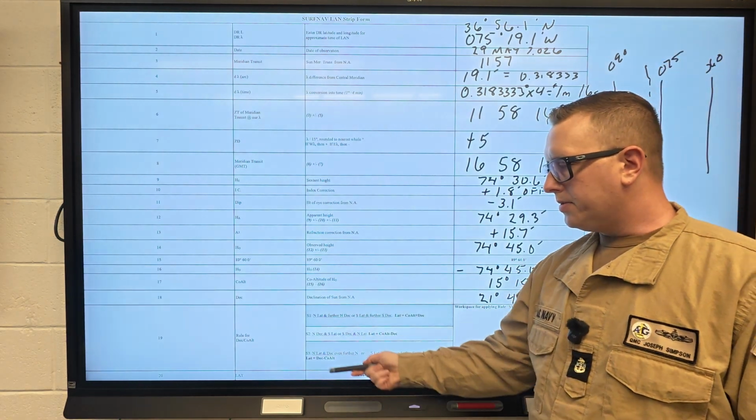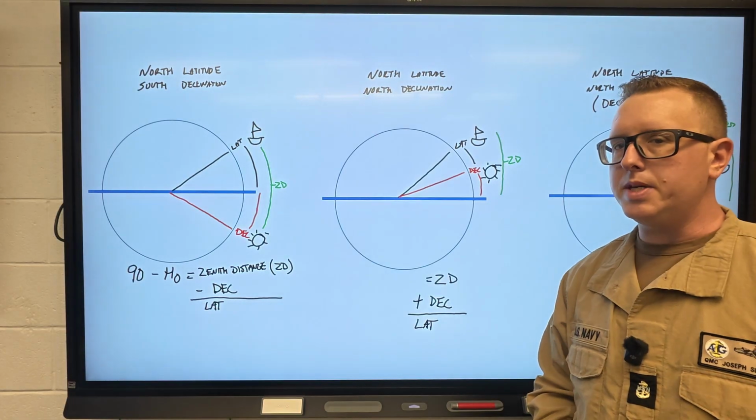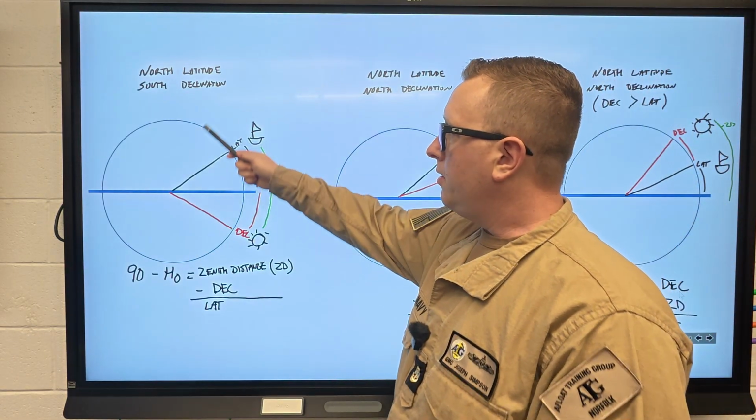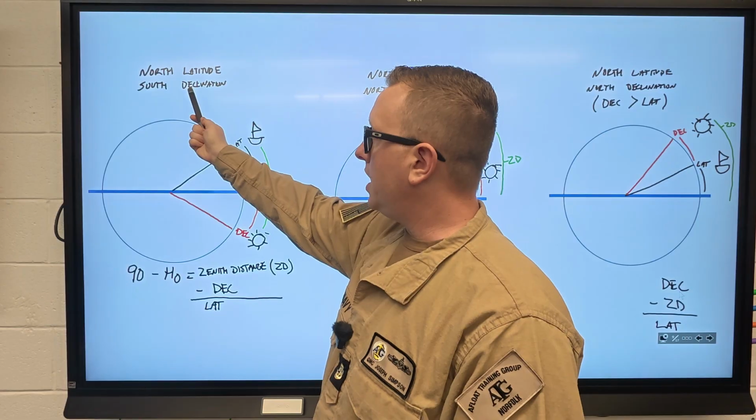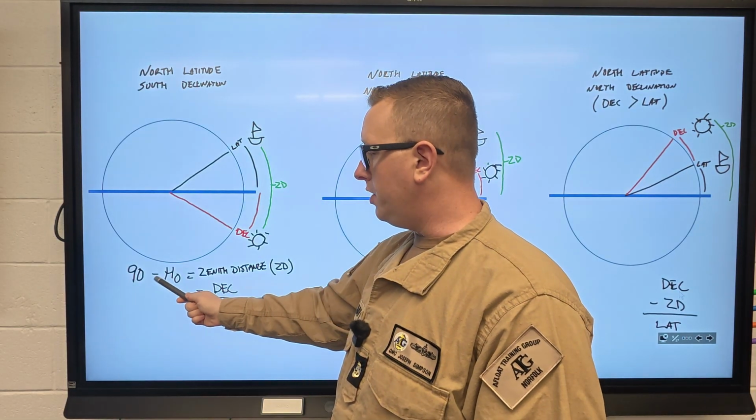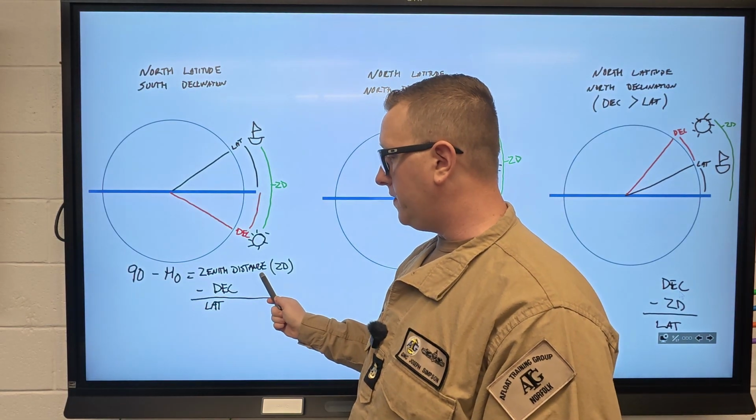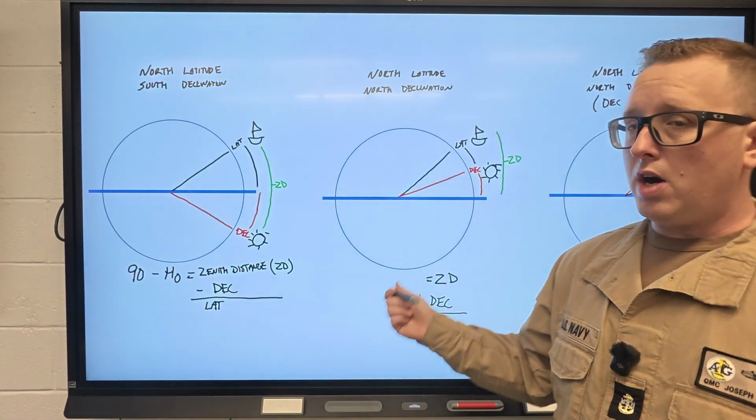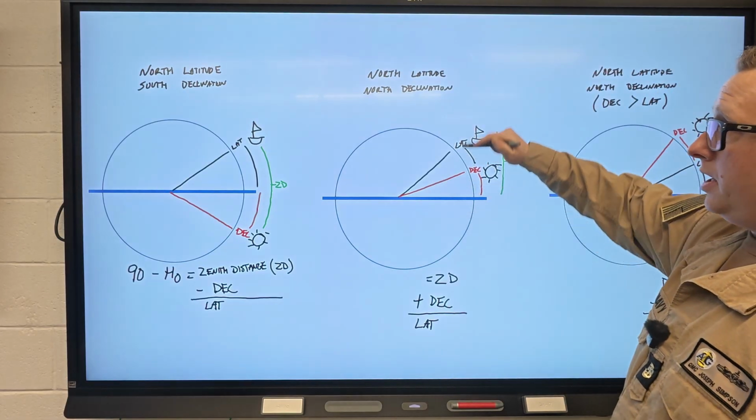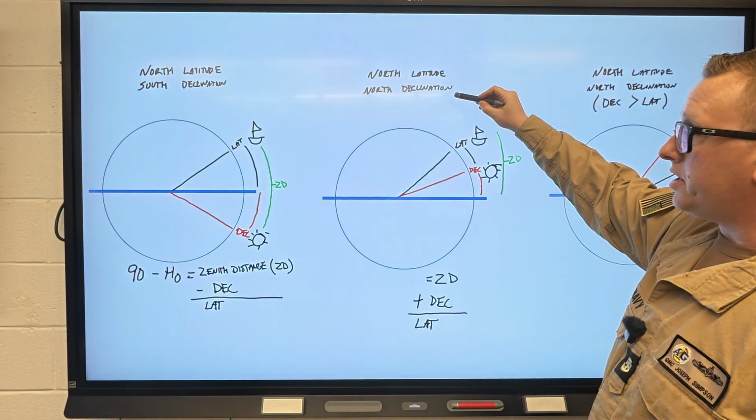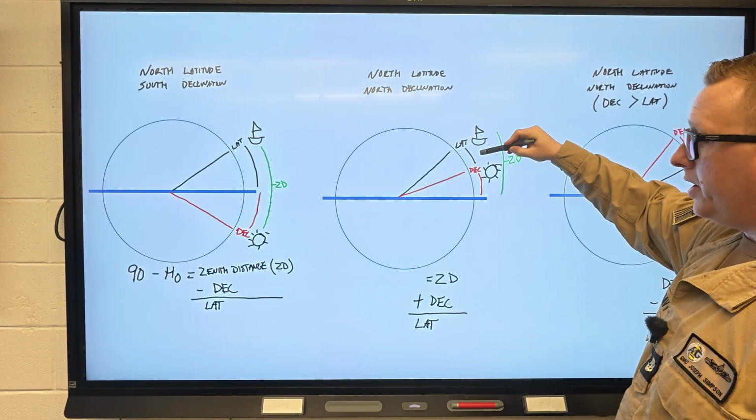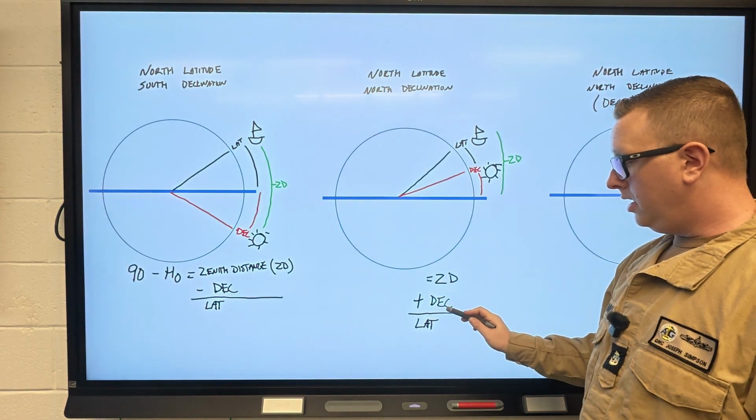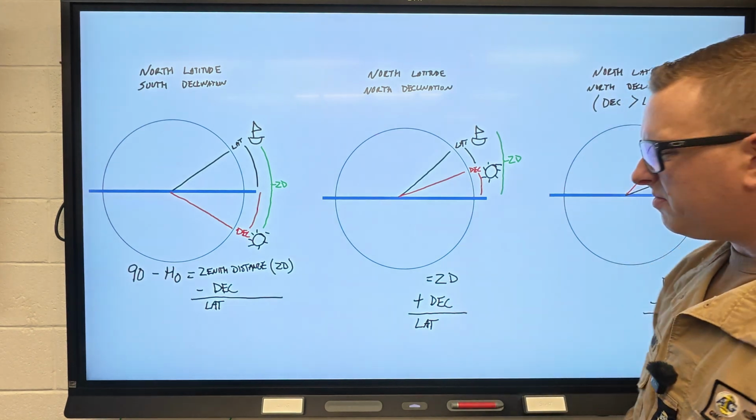Now we have the scenarios. Try to illustrate it and make it a little bit easier to remember. So for this example, when we have a north latitude and a south declination, you do the 90 minus HO, which we did, to get your zenith distance, and you're going to subtract your declination to get latitude. For our example, this scenario would be it. We have a north latitude and a north declination, meaning they're both north of the equator. We're going to add them together. So zenith distance minus declination gives you latitude.